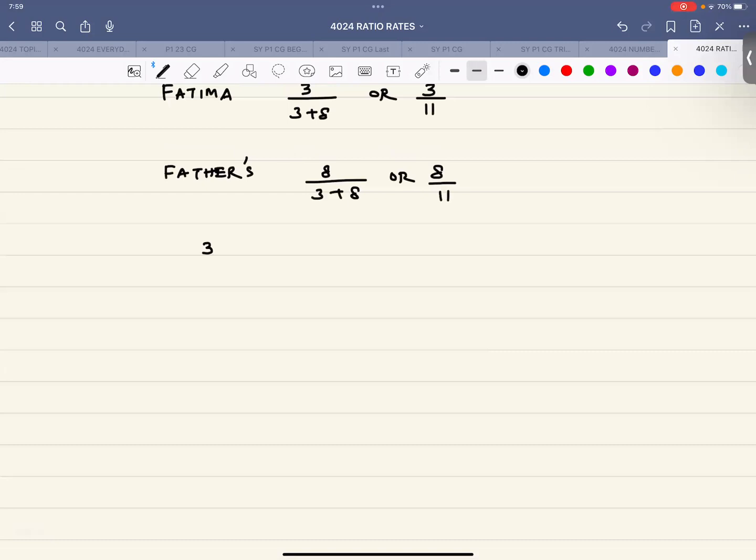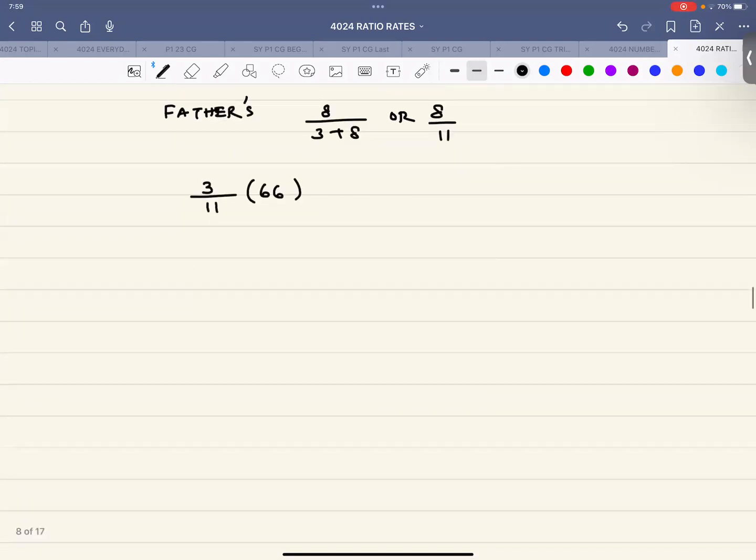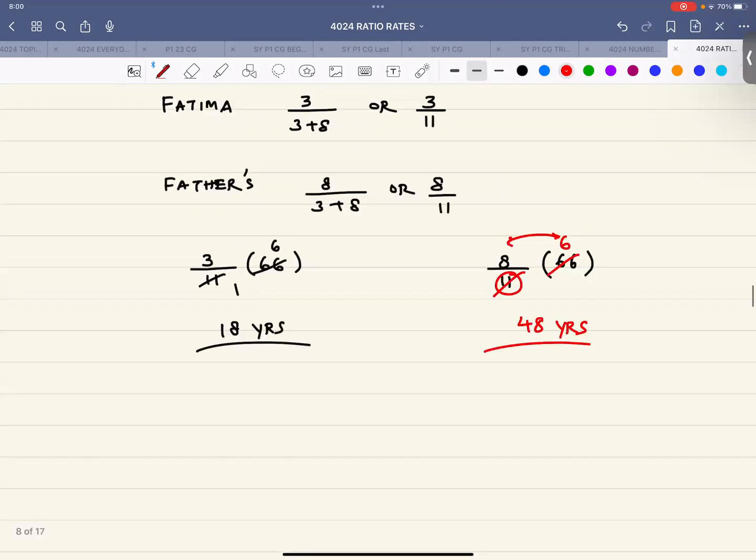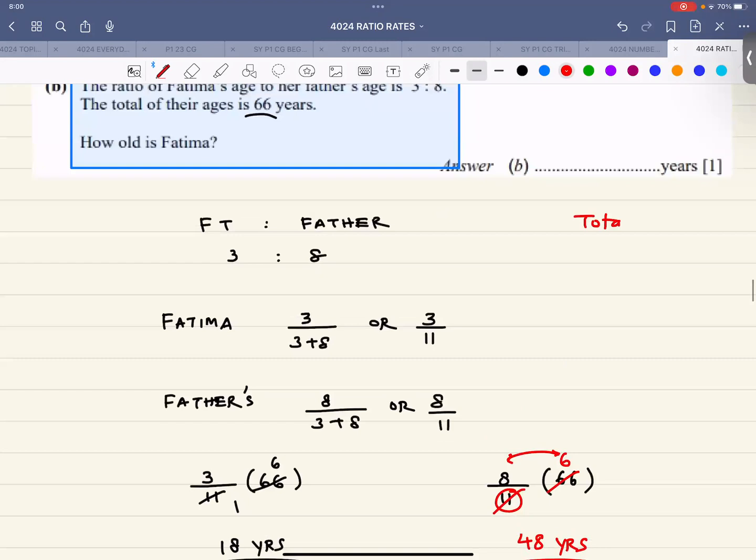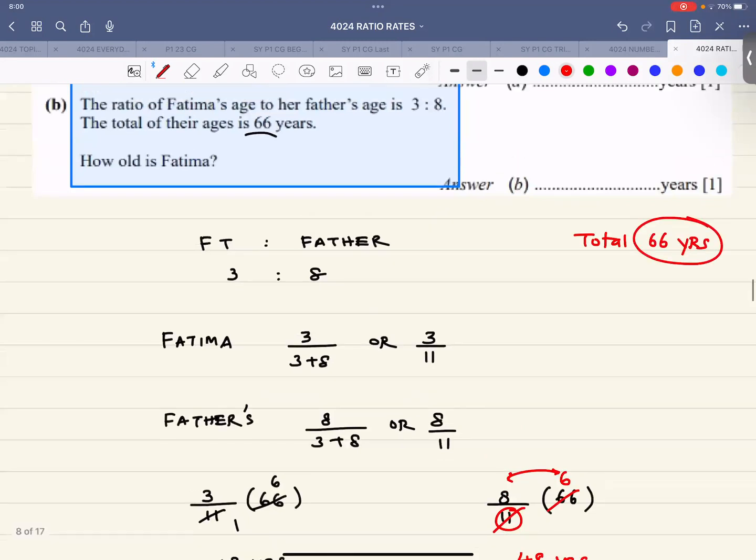So the total is 66. So 3 over 11 into 66. That is 11 ones are 11, 11 sixes are 66. 3 into 6 is 18 years. So this can be done this way. And if they were asking for the father's age, 8/11 of 66. So 11 ones are 11, 11 sixes are 66, 8 sixes are 48, that is the father's age. The total adds up to 66. So the total is 66 years of age. That's how this question is done.